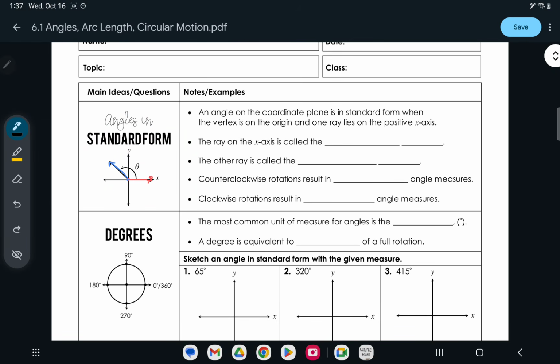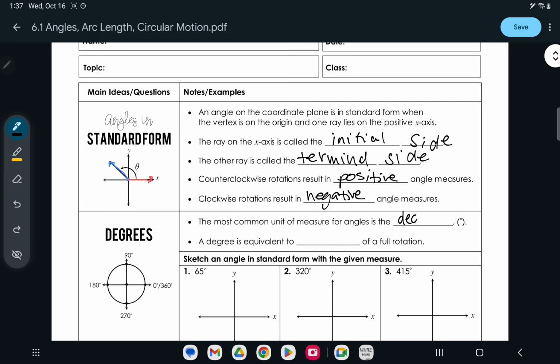The ray on the x-axis, where I have that red line, is called the initial side. The other one, the blue one, is called the terminal side. Think terminal as in end, so it ends on the terminal side. Usually angles are measured counterclockwise, which gives us positive angles, and clockwise gives us negative angle measures.